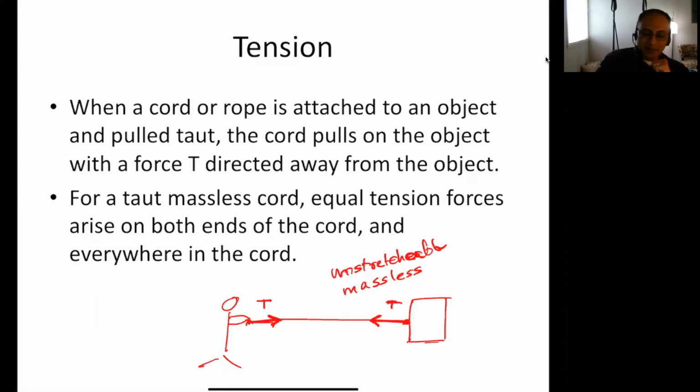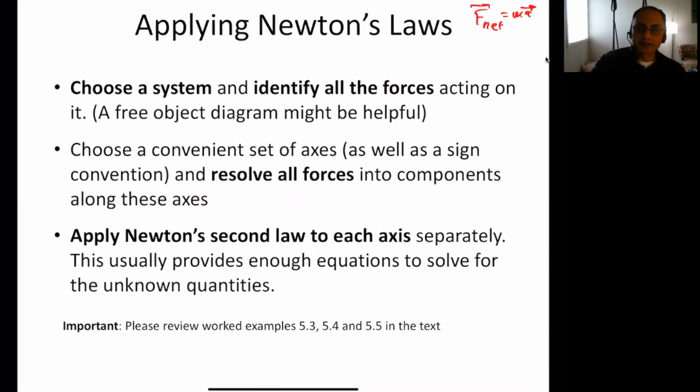One technical point, which is not super important for us, is that the tension forces don't just arise at the two ends of the cord, they arise at every point in the cord. So if you just consider a very small section of the cord right here, this section is being pulled this way and also this way, right? So there are tension forces on every section of the cord as well, not just at the ends. But in doing problems, we'll only need the tension forces at the ends of the cord.